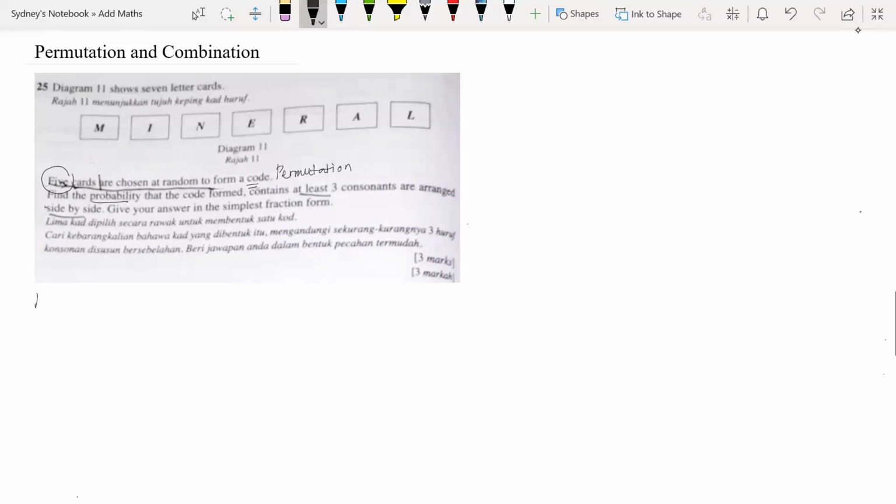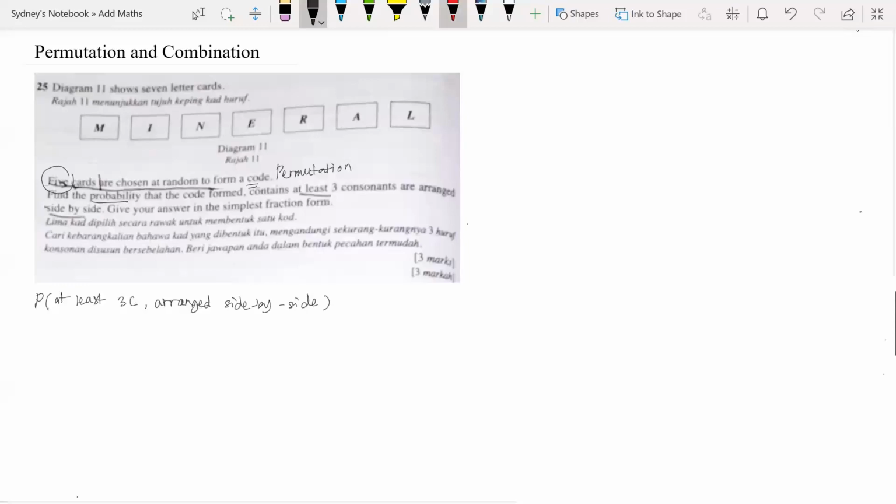So let's write out the requirement of the question. The probability of at least 3 consonants that are arranged side by side. Okay, we need to find the probability of this.